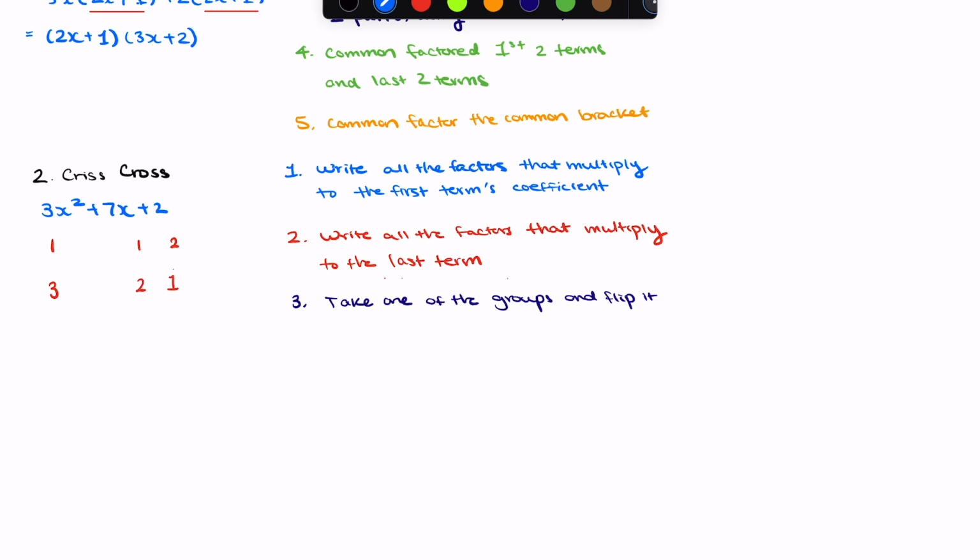So here, step number 4 will be to crisscross. And our goal is that after you multiply, you will add. So after you multiply, add the products. So add the products, and that should equal the middle term.